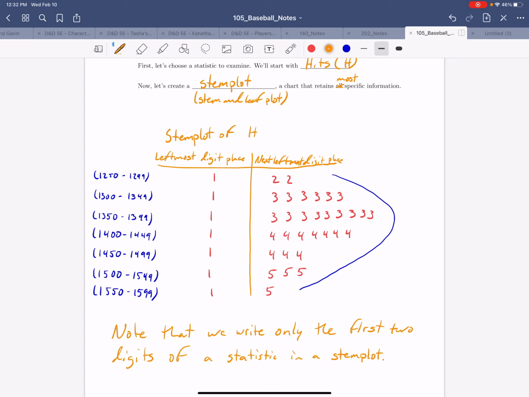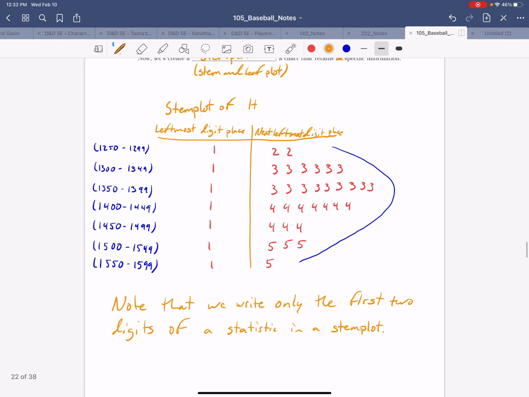Hey everyone, let's finish some of the stuff that we were going over in today's notes. In particular, we're going to look at the median and the mean of the data set that we were looking at, right? Team hits. And we're also going to answer some questions and concepts about the mean and the median to see where they're similar and where they're different.